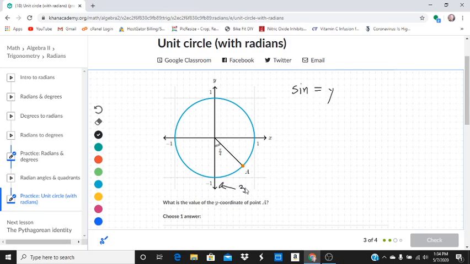So we have this. This is 3 pi halves, which is the same as 6 pi fourths. And then from 6 pi fourths, we're going another pi fourths. So we're adding another pi fourths. So we're going to get 7 pi fourths. And we're looking for the sine of that. That's going to give me my y coordinate. So the sine of 7 pi fourths.